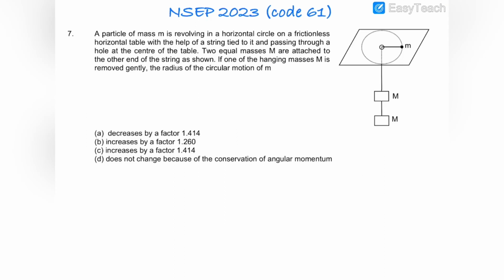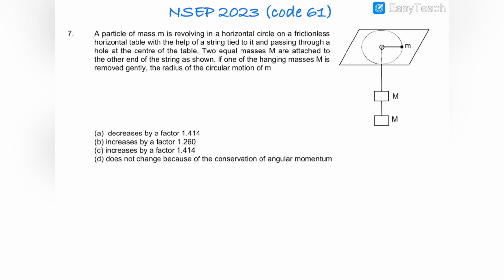In this question you can see that there is a particle of mass small m. It is placed on a horizontal frictionless table, and it is rotating on that table with the help of a string which is connected to these masses 2m. Let us suppose that the complete mass is m0, or we can also use 2m, and this is a single rope which is passing through this hole from the center of the table. So if one of the masses is gently removed, then we have to find out the new radius of circle of this small m mass.